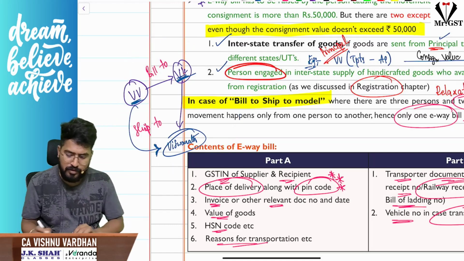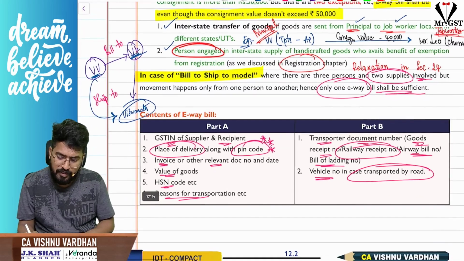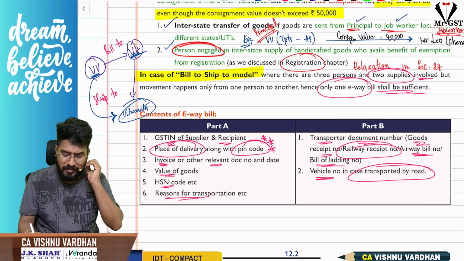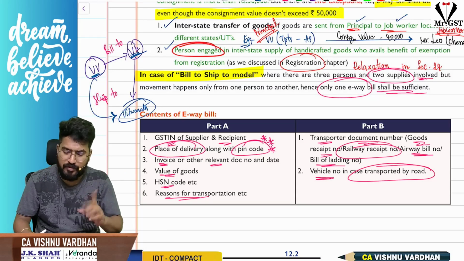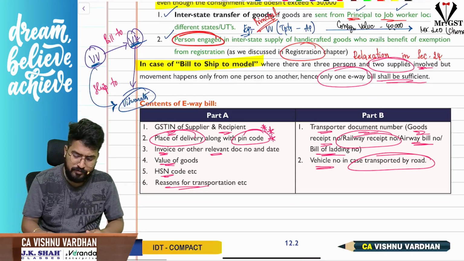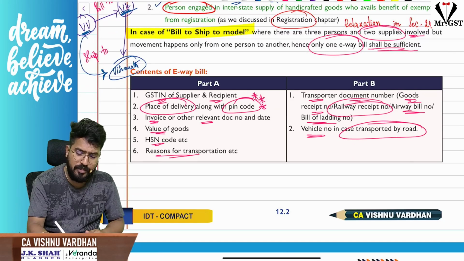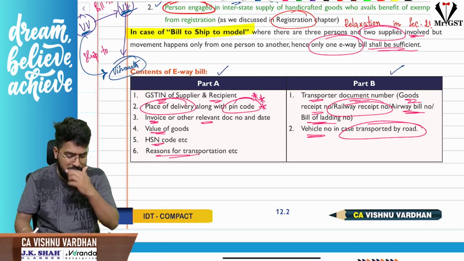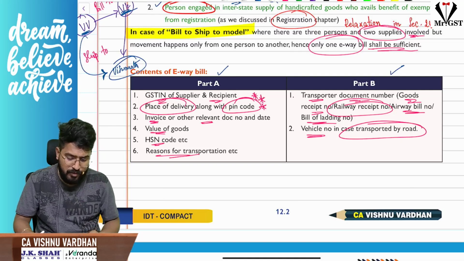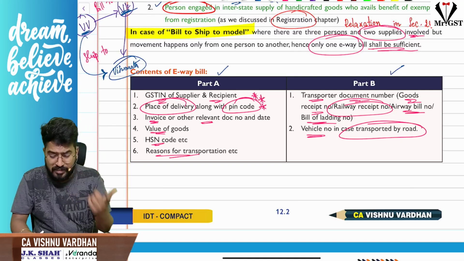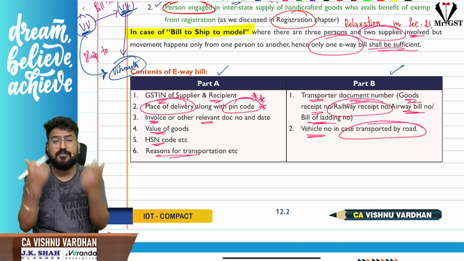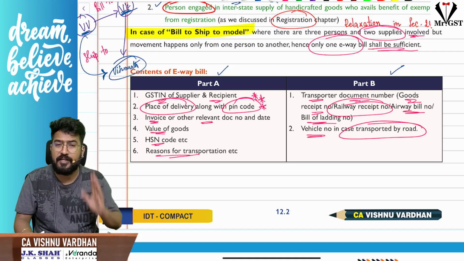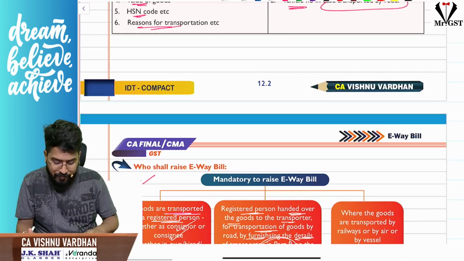Okay. So in case of the bill to ship to model, there are three persons but two supplies involved, but movement happens only from one person to another person. So hence one e-way bill shall be sufficient. And as I already told you about the contents of the e-way bill, part A and part B, these are the contents. Along with the pin code, that is mandatory. If you give the pin code in the e-way bill, based on the pin code of consignor and consignee, the system itself will calculate the distance and the validity of the e-way bill.